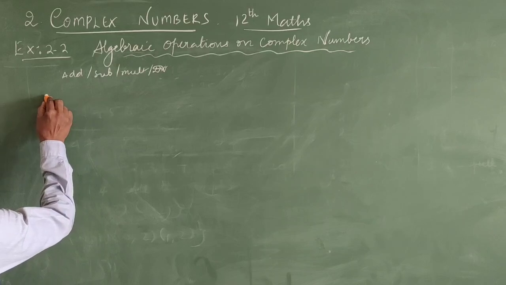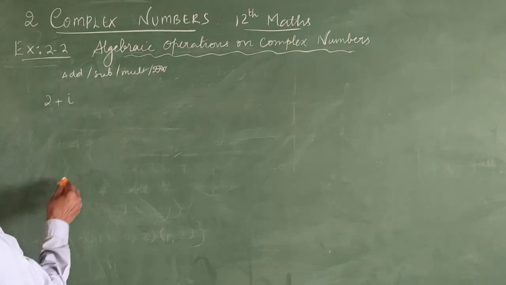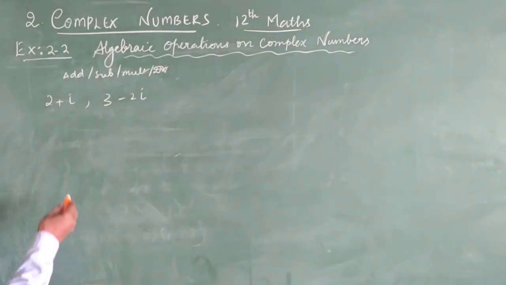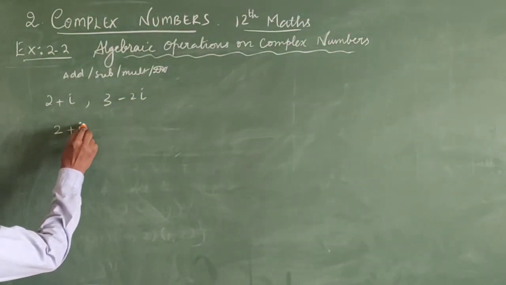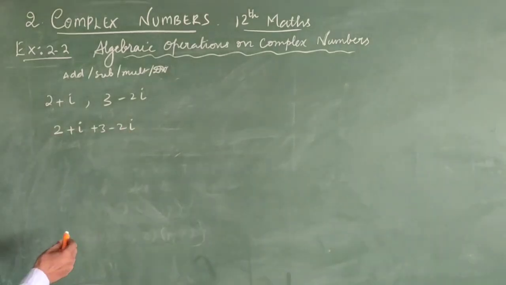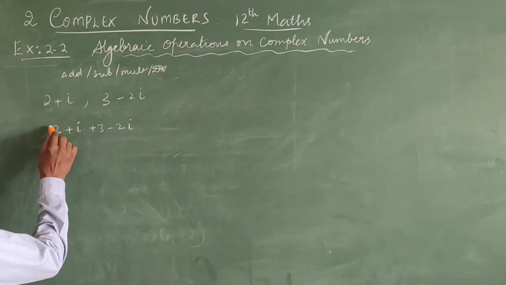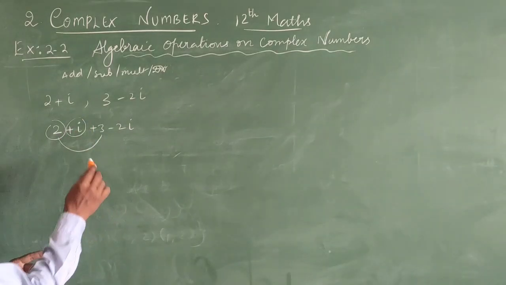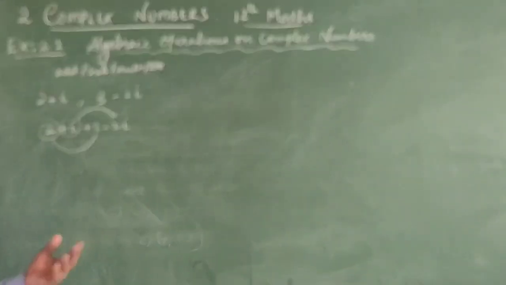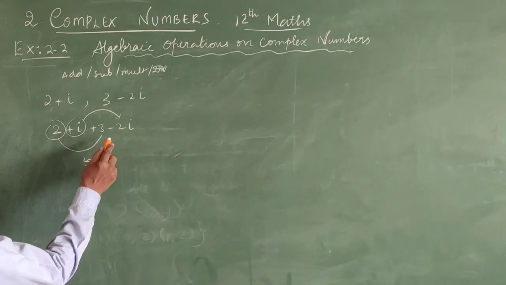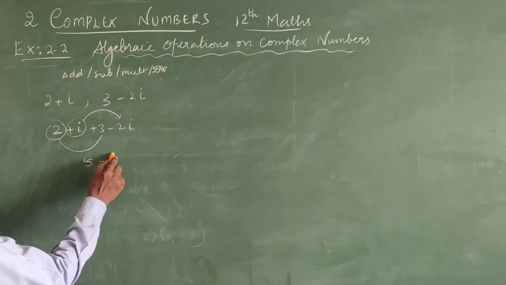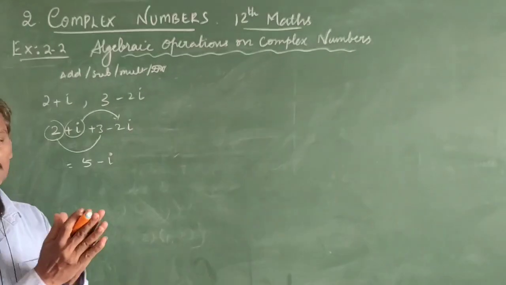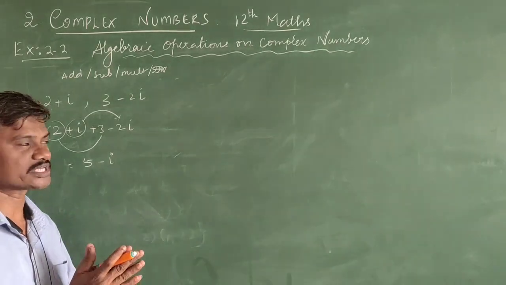For example, I am going to take two complex numbers, 2 plus i and 3 minus 2i. Now I am going to add these two numbers. So 2 plus i plus 3 minus 2i. When you are adding two complex numbers, each complex number has a real part and an imaginary part. So the real part should be added with the real part, and the imaginary part should be added with the imaginary part. So 2 plus 3 gives 5. Minus 2i plus i gives minus 1i, that is minus i. So in addition and subtraction, add real with real, and imaginary terms with imaginary terms.